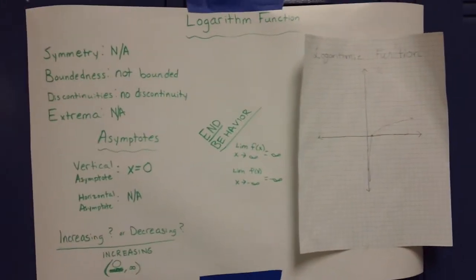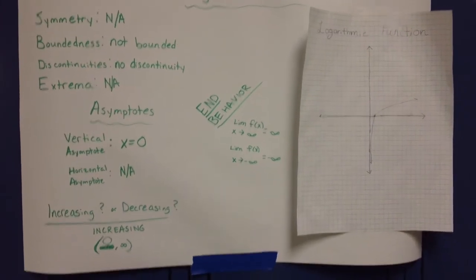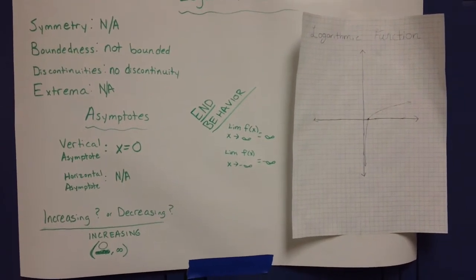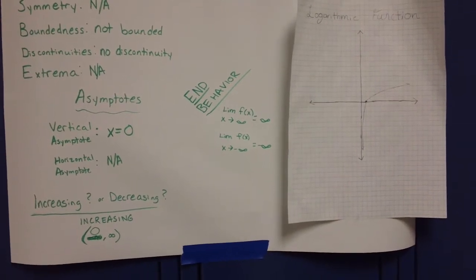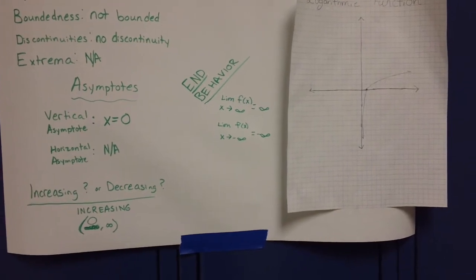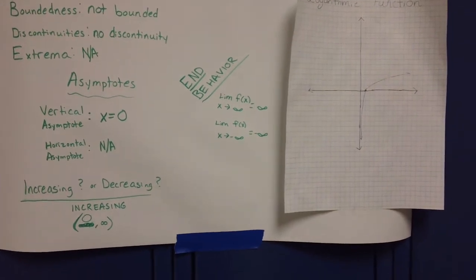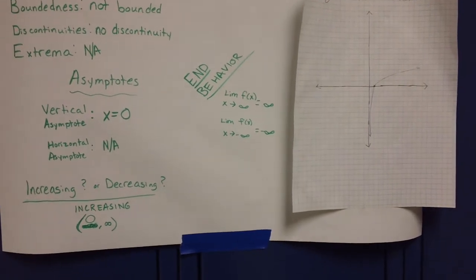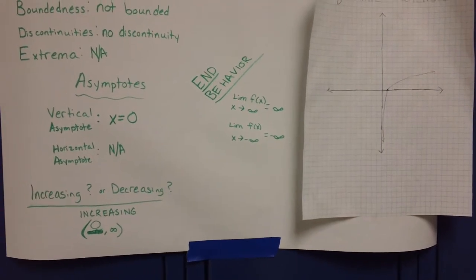The logarithmic function is f of x equals log base b of x. There's no symmetry, no extrema, it is not bounded, and there is no discontinuity. For the asymptotes, there is no horizontal asymptote, but the vertical asymptote is x equals 0. It is increasing from 0 to infinity. The end behavior is the limit going x to infinity, and then the limit going x to negative infinity.